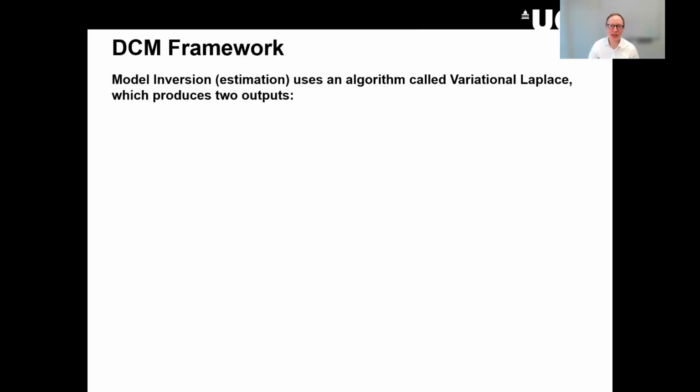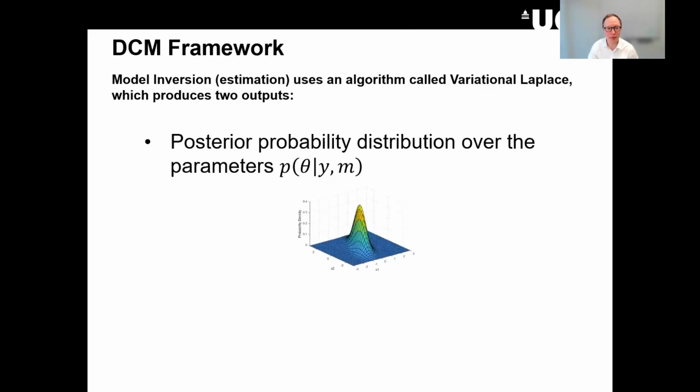In SPM, that uses a particular algorithm called variational Laplace, which I'm not going to go into today. But I am going to tell you what its outputs are, because these are the things that could be useful to you as an experimenter. The first thing is it's going to give a probability distribution over the parameters. This reads the probability over the parameters given the data and the model. So remember, if you've already done the Bayes lecture in the course just before this, you will know that the posterior probability is what we believe about something, in this case the parameters, after seeing the data.